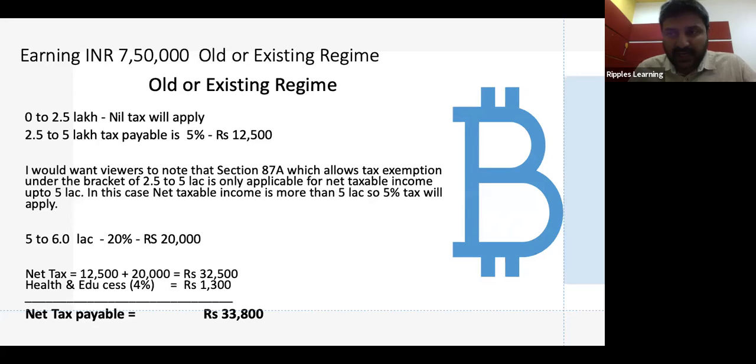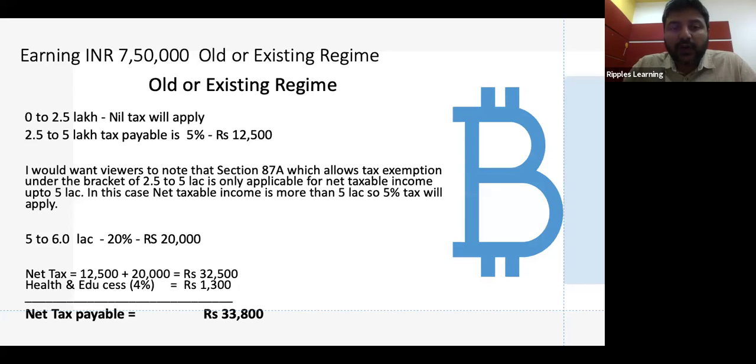Yes, you are right. It can be claimed, but as I said, we are making an assumption. If there is HRA exemption, that you can also claim. Now, let's say somebody is not staying in a rented apartment; they're staying with parents, or staying in their own house, and they have taken a loan. Then only under 80C they can claim it, right?